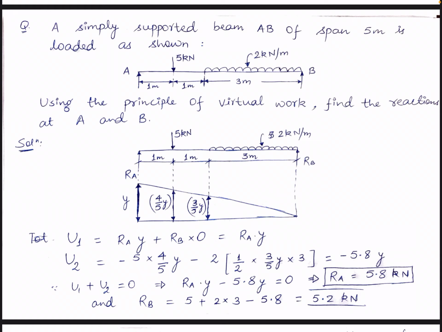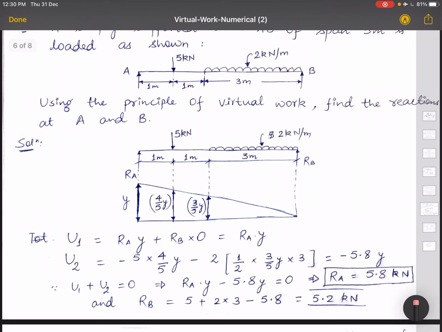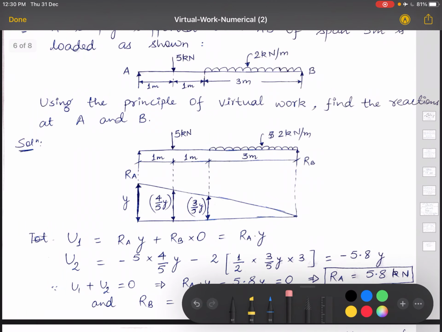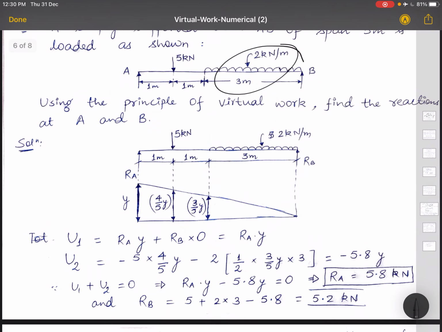For a smaller span of 3 meter, a UDL is there of value 2 kilonewton per meter. If you are having any doubt, just go to the static equilibrium lectures, and you will get what is the meaning of this load, and why it is 2 kilonewton per meter. You can easily understand it there.